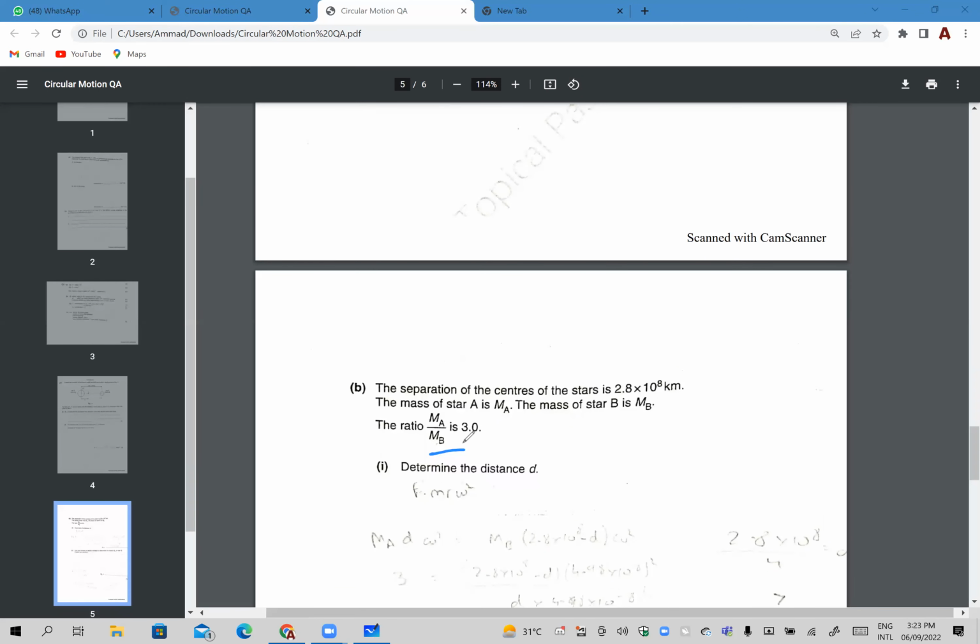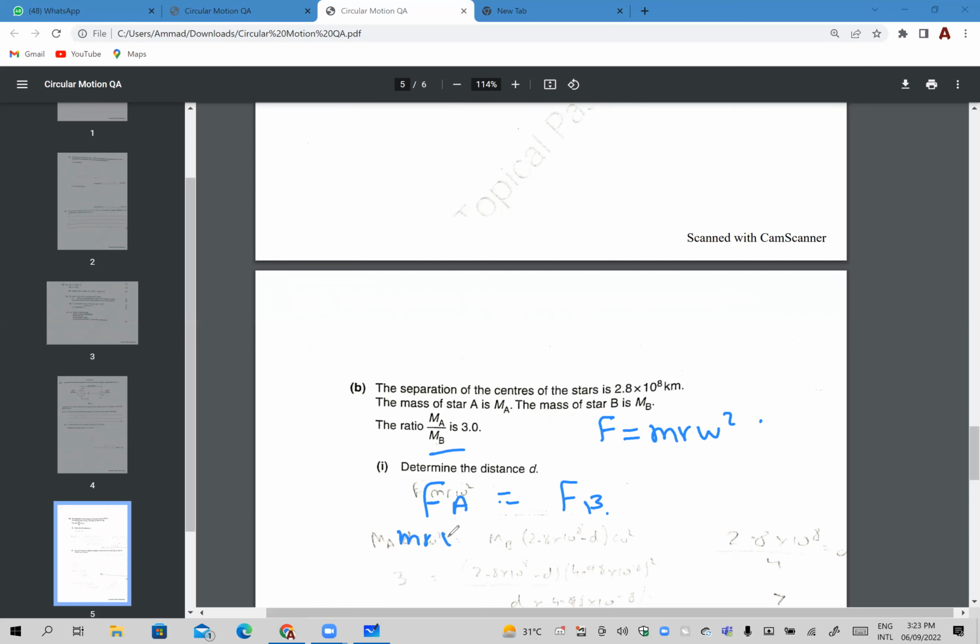Determine the distance D. So for distance D, हम क्या करेंगे? Let's look at the formulas for centripetal force here. अगर आपको, because we know omega, right? तो if we go for m r omega square, और मैं आपको ये कह दूं कि omega तो दोनों में सेम रहेगा, right? Because they have the same angular speed. तो centripetal force of star A is equal to centripetal force of star B, right? ये भी हमने ऊपर डिस्कस किया है अभी. बिल्कुल.